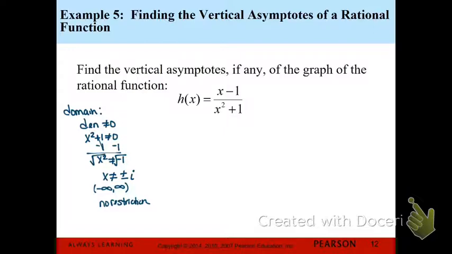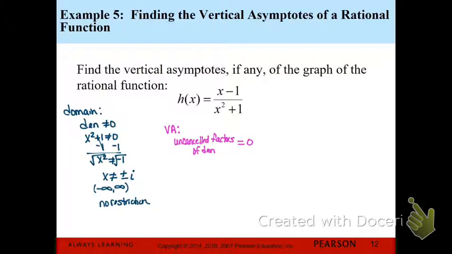So let's talk about vertical asymptote now. How do you find your vertical asymptote? Factors of the denominator equal to 0. Well, can I factor x squared plus 1? You already told me we couldn't, right? So let me look up there at the problem. I can't factor it, so I just got to leave the problem as it is.